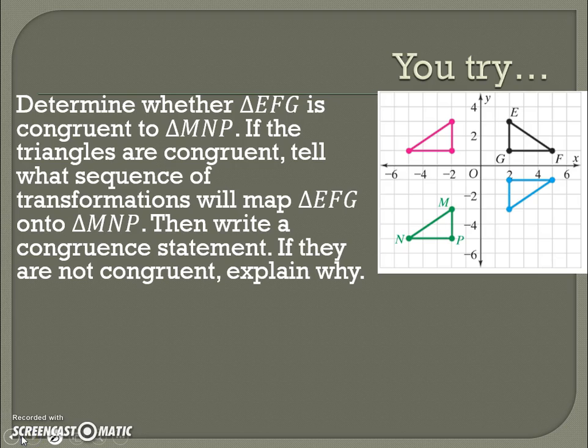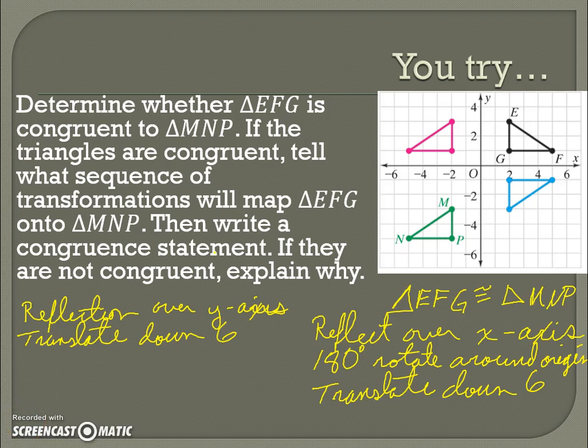So here's one for you to try. Go ahead and pause. The answer will be up in 3, 2, 1. All right, so here's what I got. Triangle EFG is congruent to MNP. Make that M a little easier to see. And there's multiple ways, but one way is you could reflect over the y-axis, translate down 6. You could reflect over the x-axis, rotate 180 degrees, and then translate down 6.